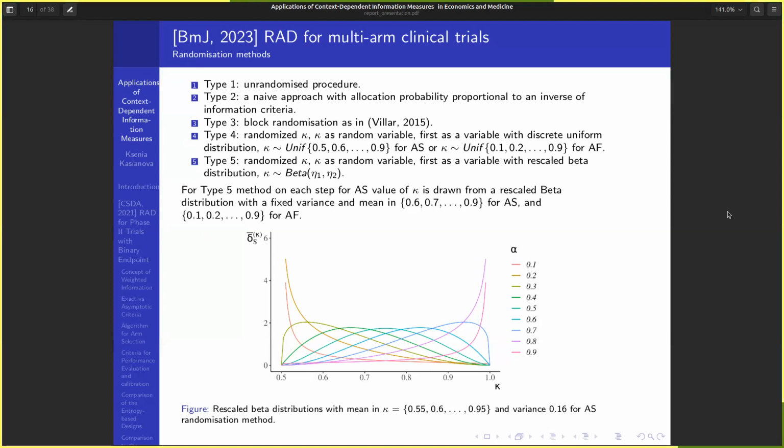And the next points, 4 and 5, are related to randomization of the penalty parameter kappa, which can only be applied to our method, because this kappa penalty parameter is the parameter that intrinsically allows us to work with this balance, the balance between power and PCE.